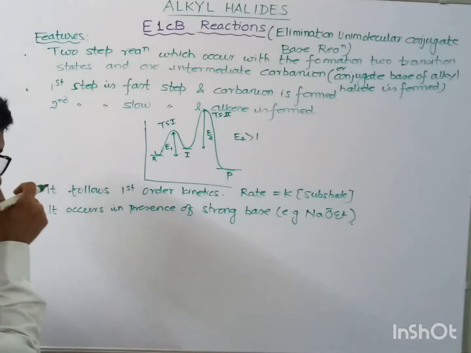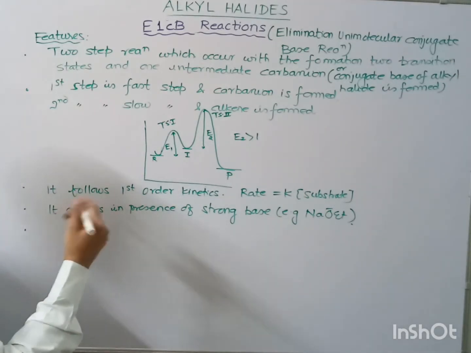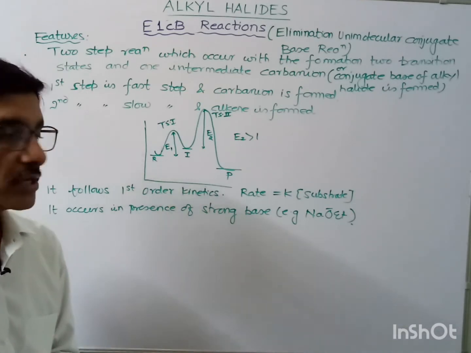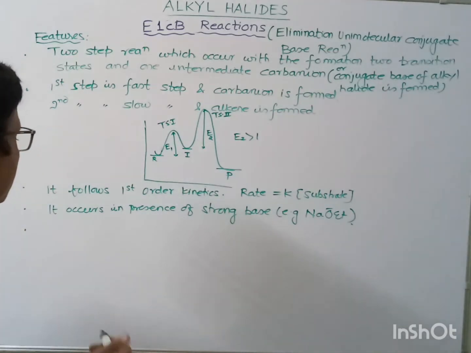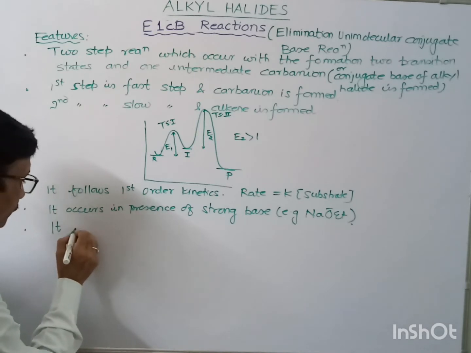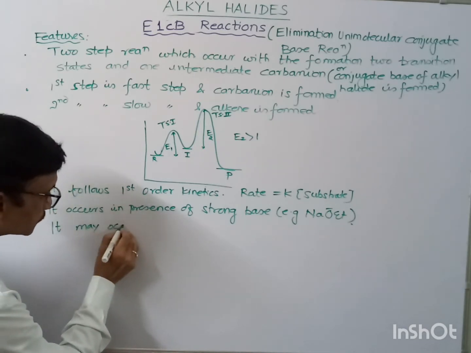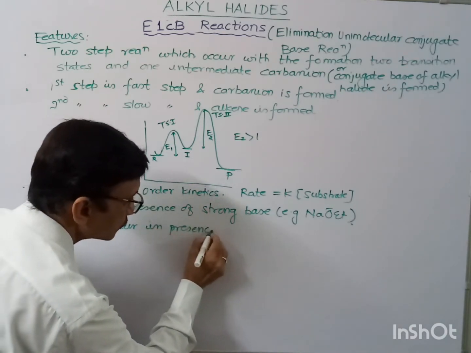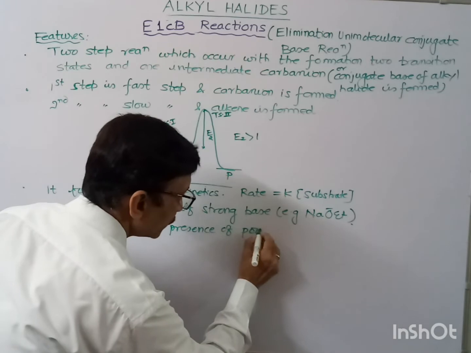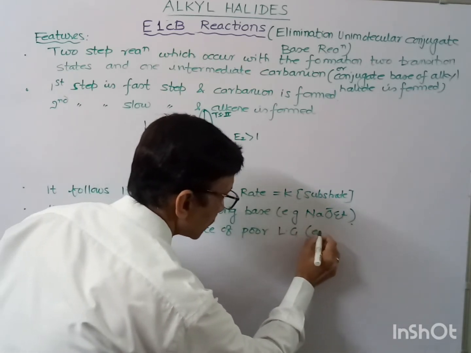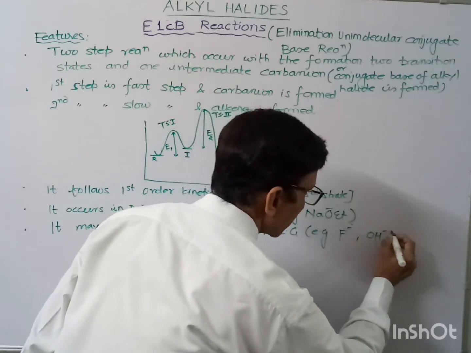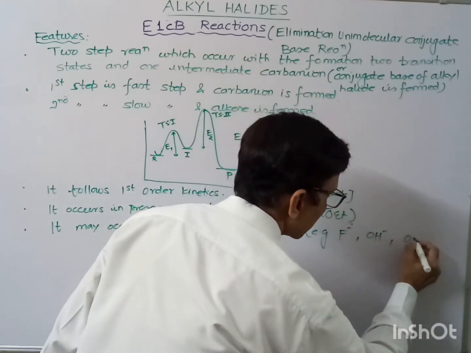Next, one of the features is that it may occur in the presence of a poor leaving group also. In the E2 reaction the leaving group should be a strong, good leaving group. But here this may occur in the presence of a poor leaving group. For example, poor leaving groups like fluoride ion, hydroxide ion, or methoxide ion.